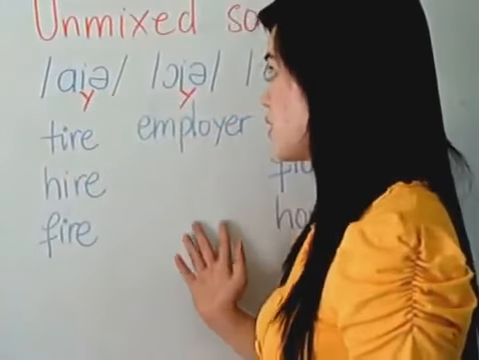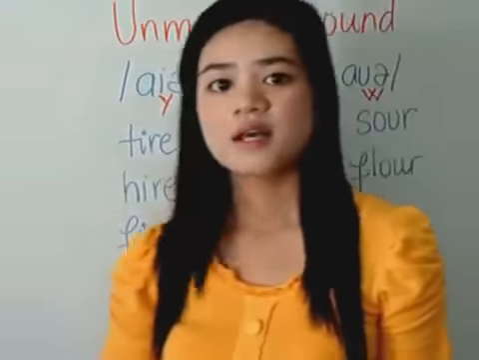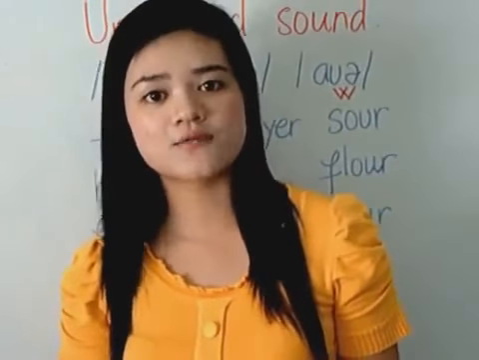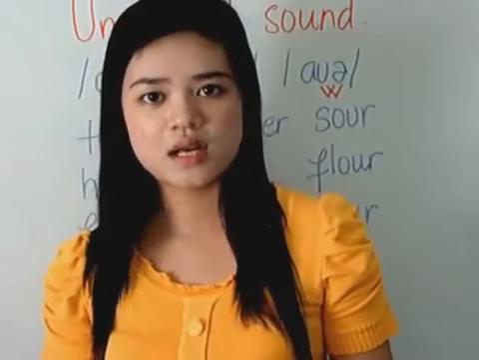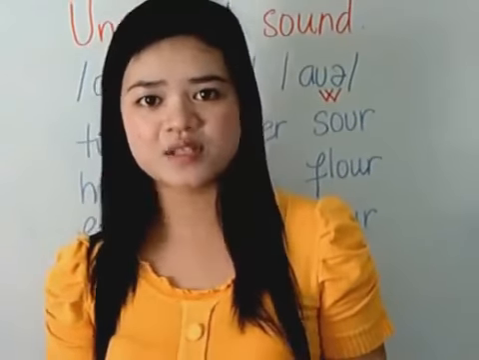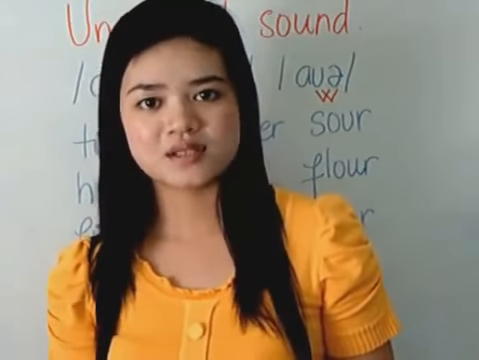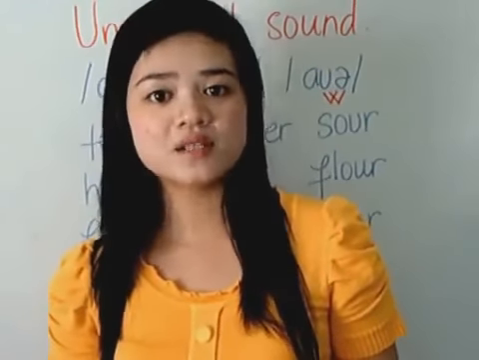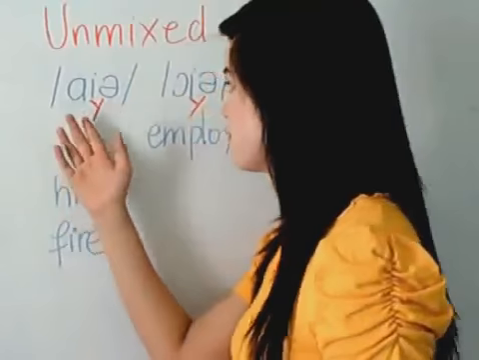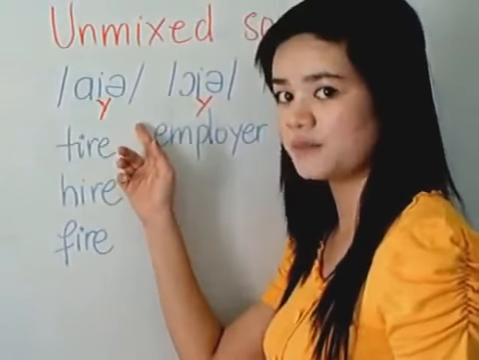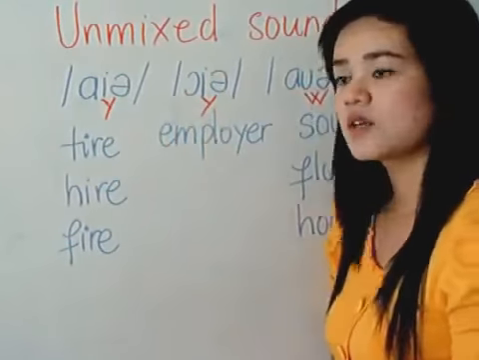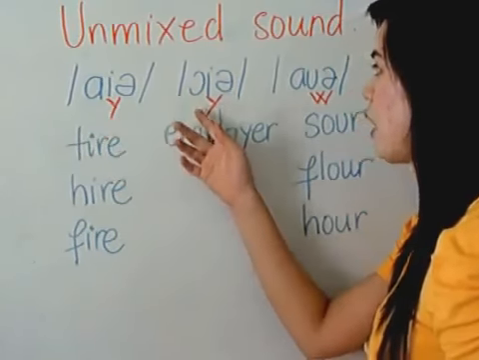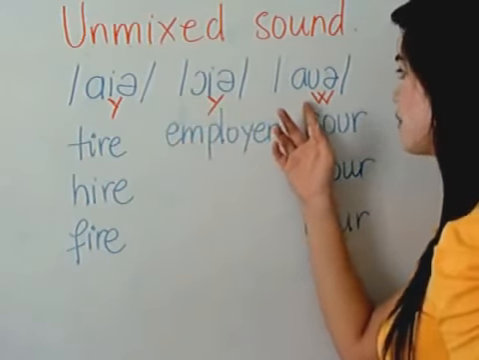These words belong to unmixed sound because two syllables remain separate. It's very hard for you to blend them together. It means that you cannot pronounce them fast like mixed sound. To pronounce them correctly, you have to borrow another sound to help you connect the first vowel to the next one. In unmixed sound, we have three groups. They are ear, oir, and hour.